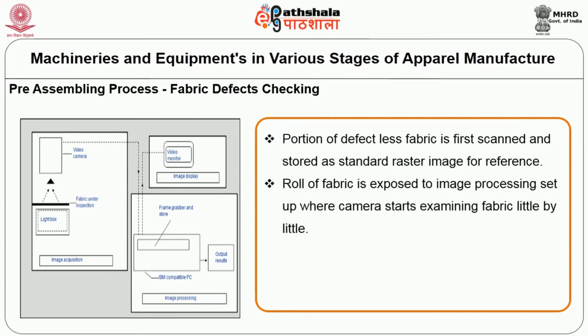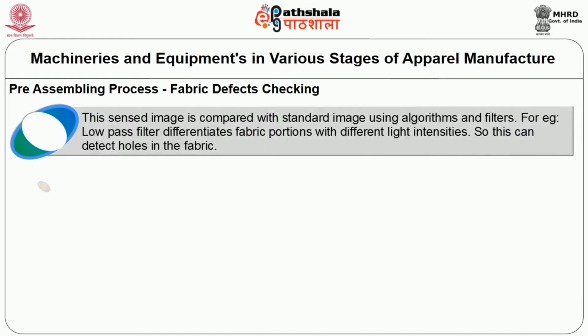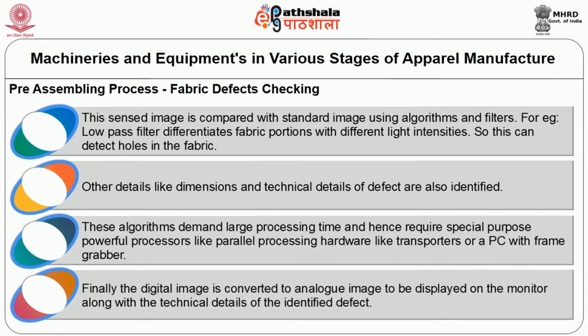A roll of fabric is exposed to an image processing setup where a camera starts examining the fabric little by little. The sensed image is translated to a digital image by an analog to digital converter. And the sensed image is compared with the standard image using algorithms and filters. For example, there is one kind of filter called the low pass filter, which differentiates the fabric portions with different light intensities. The portion which has more light intensity shows that there is a hole. So that's how a hole is detected in the fabric.